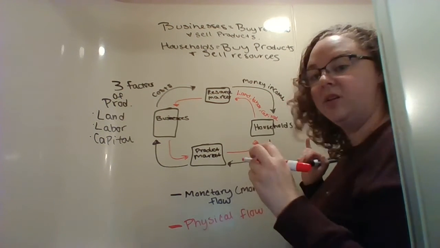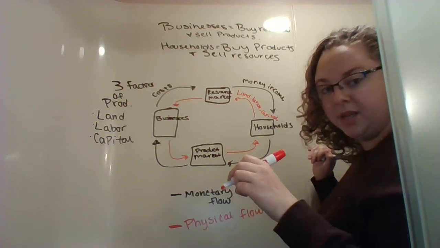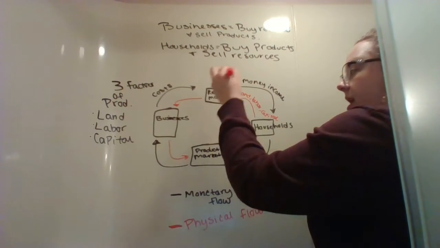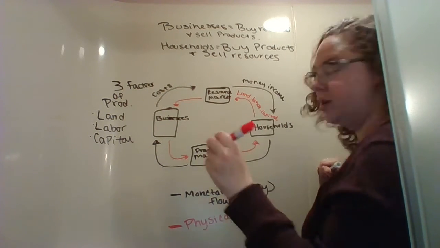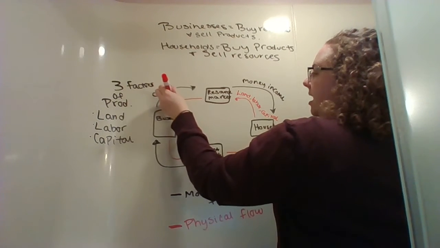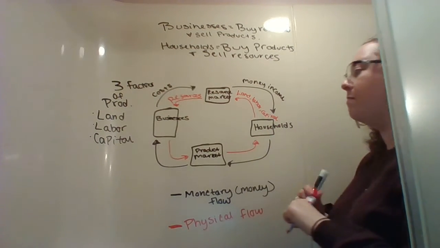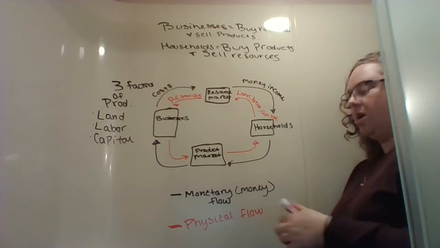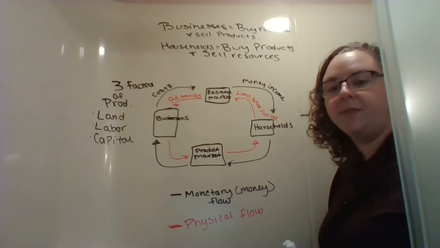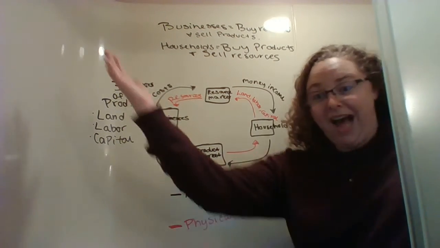Okay, they're selling their land, labor, and their capital to the resource market. And businesses are in turn buying that as resources. Anything that businesses need to make their final products. Okay, a great example right now. Let's talk about toilet paper, because why not, everyone?